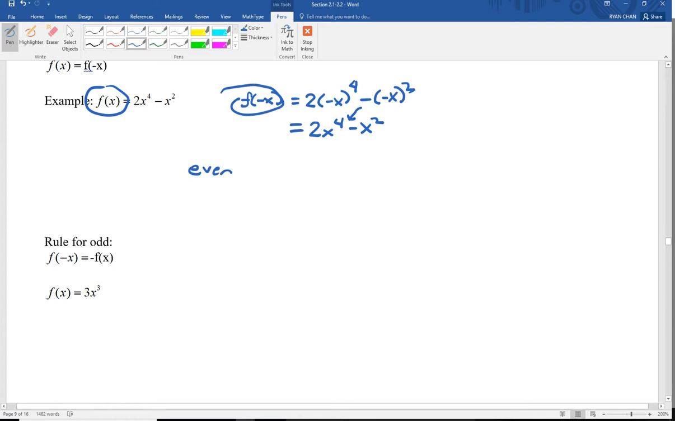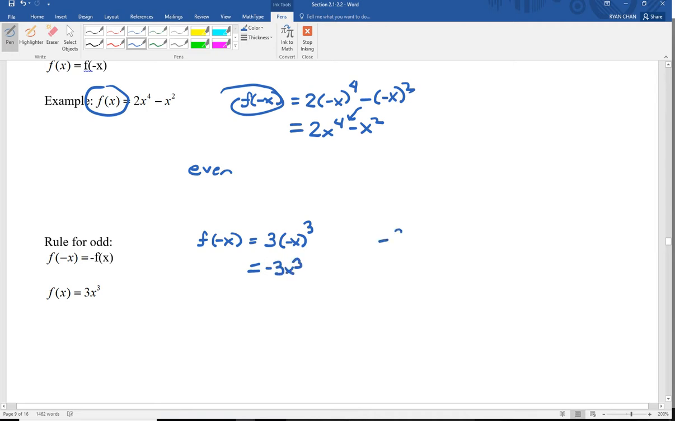So I want to show this to you right here. Our example is 3x cubed. What I'm going to do is list each one out separately. So what is f of negative x? I'll replace x with negative x. This is what I get.